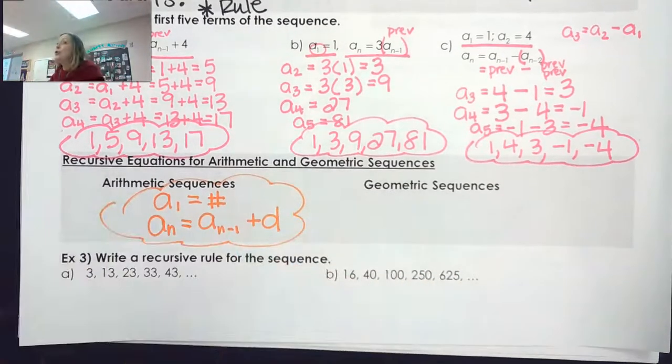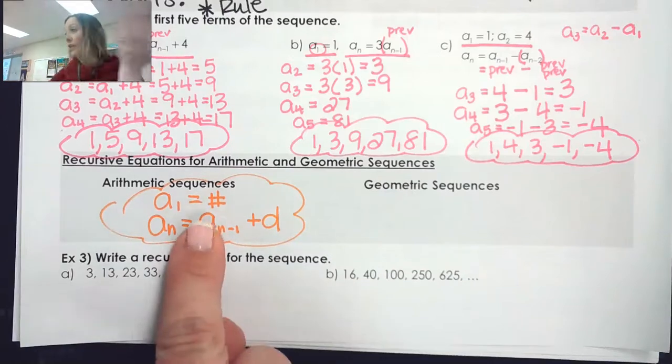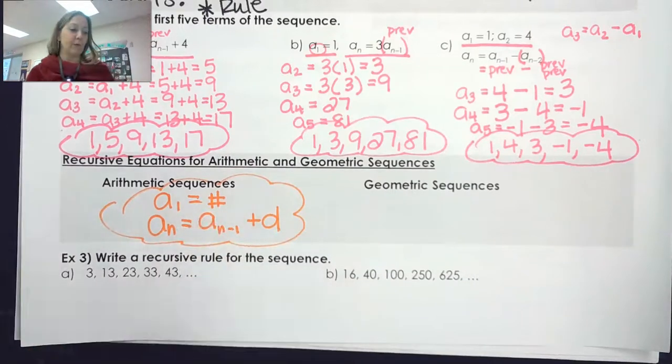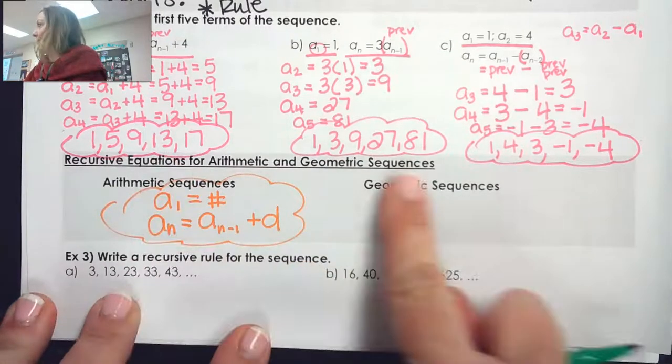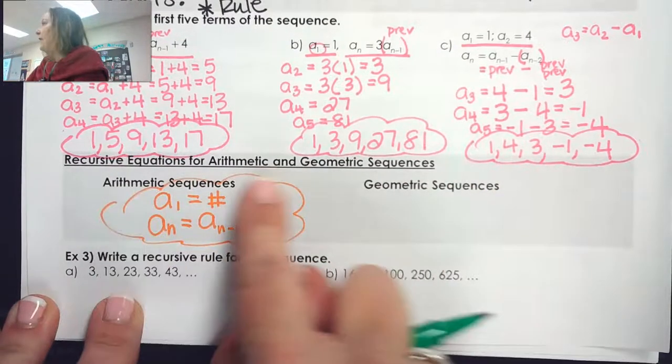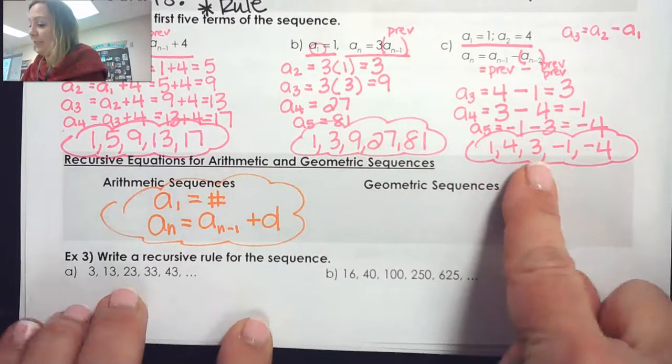And I have those 2 parts there on purpose. We have to define where to start, and then we have our rule. Do any of these look geometric? Kaylin? Okay, yes, B, all right.